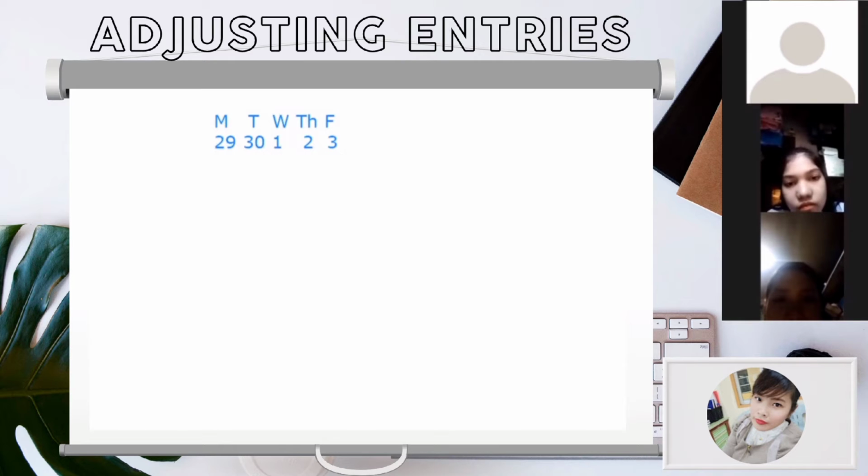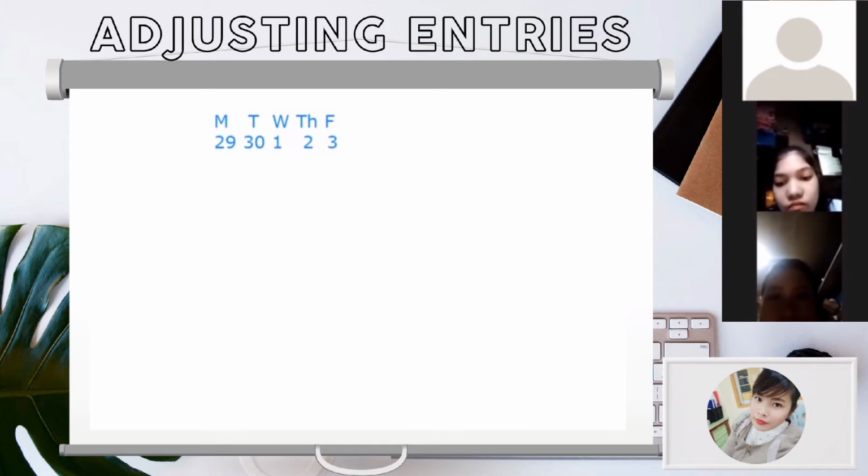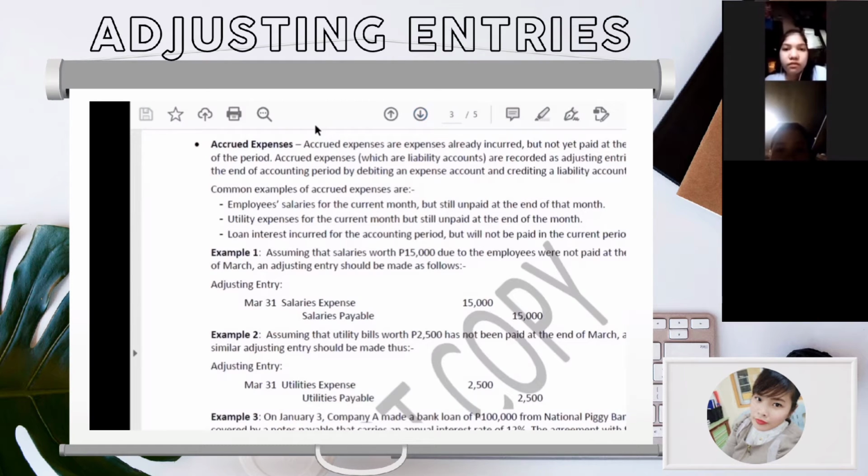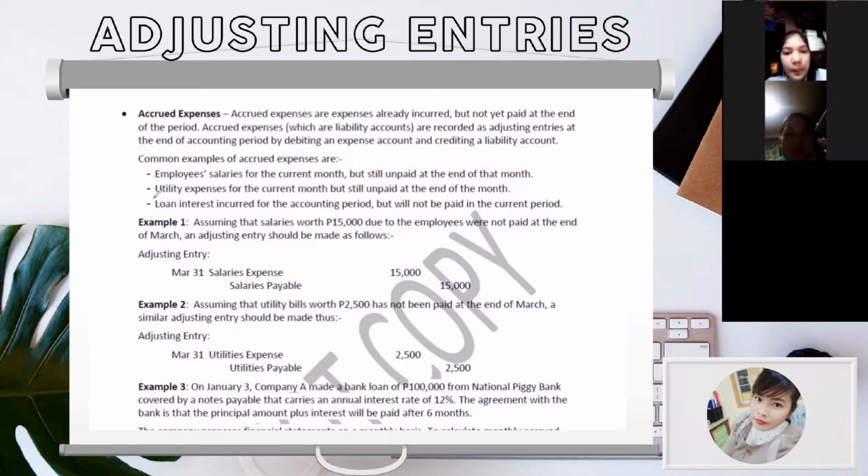Do you get me, class? So, that is why mayroon tayong tinatawag na accrued expenses. Ayan, what else? Utility expenses for the current month but still unpaid at the end of the month.